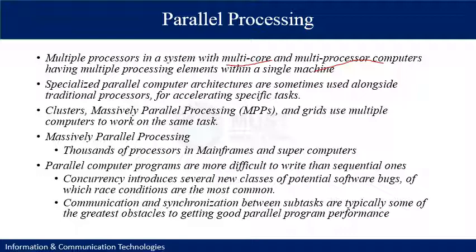Parallel computer programs are also more difficult to write than sequential ones because you have to cater to the issue of concurrency. Concurrency introduces several new classes of potential software bugs, of which race conditions are quite common. However, this is not the topic of discussion of our current course. Communication and synchronization between the subtasks is also one of the greatest obstacles to getting good parallel programming performance.